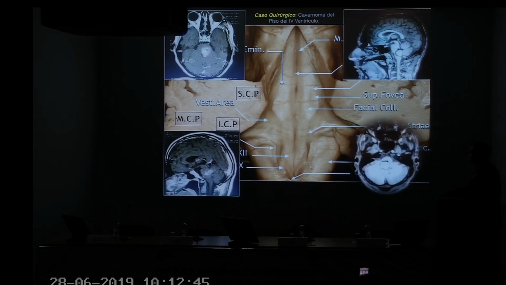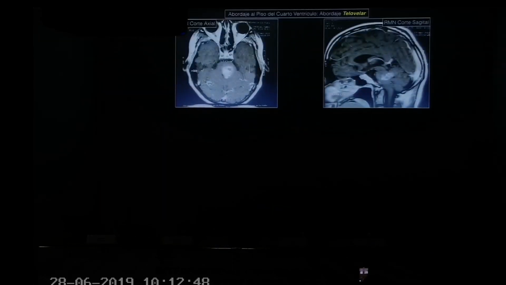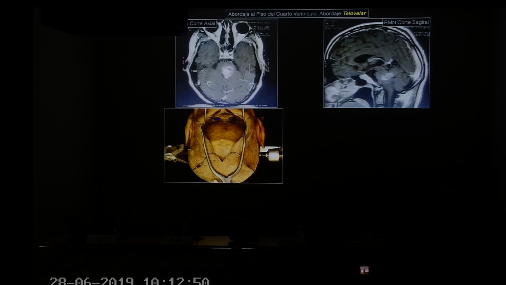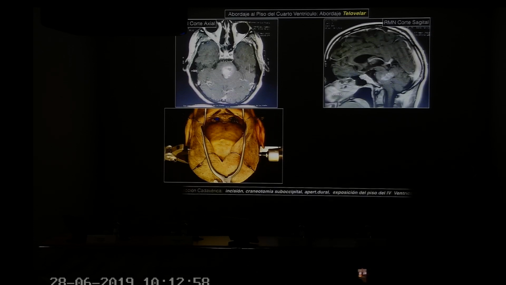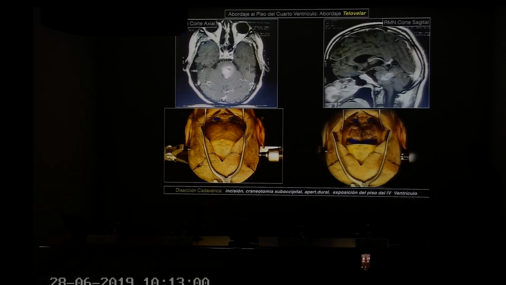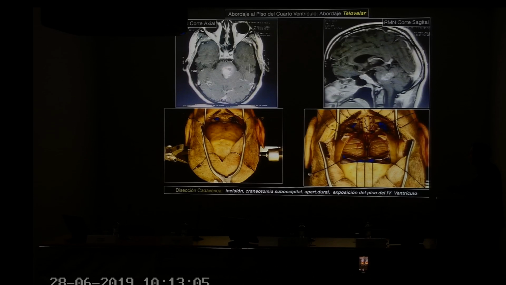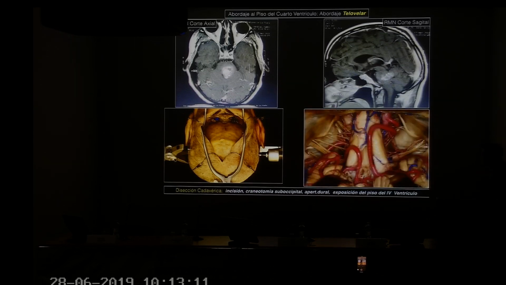One case. To access the fourth ventricle, this is the dissection in the laboratory. Here you have the telovelar approach, step by step, to understand how far you can go. You can push the lower part of the cerebellum and you can see the floor of the fourth ventricle. This is top, this is down.